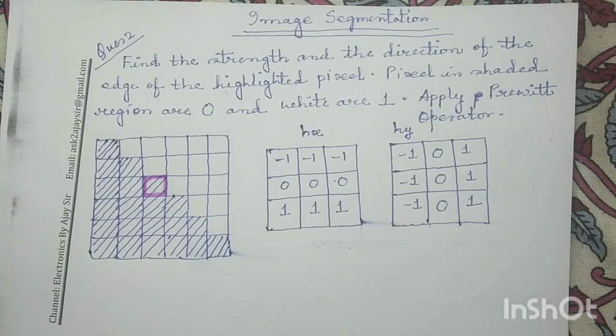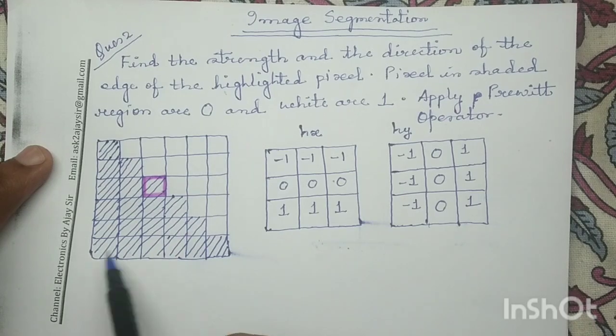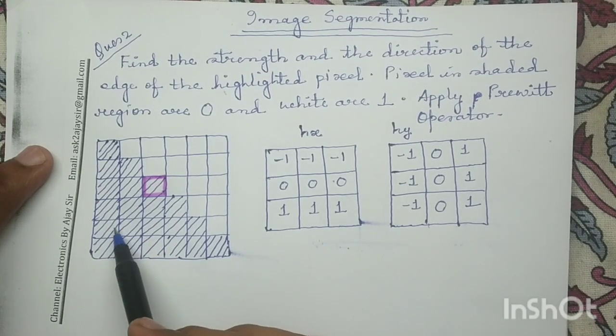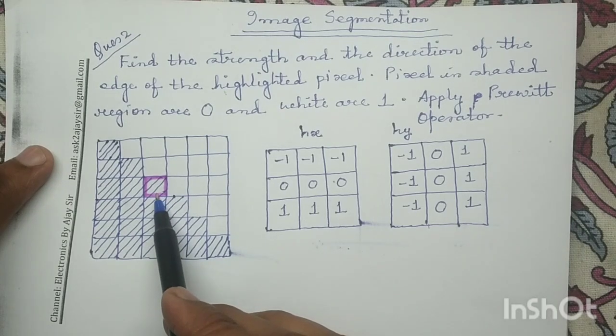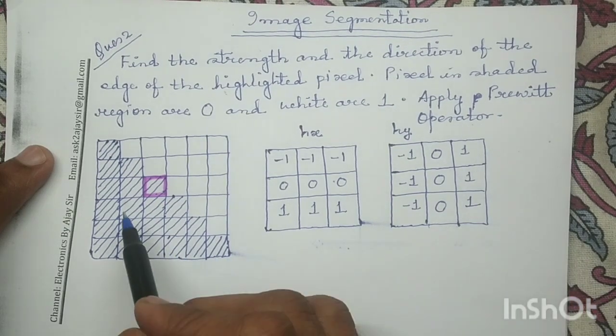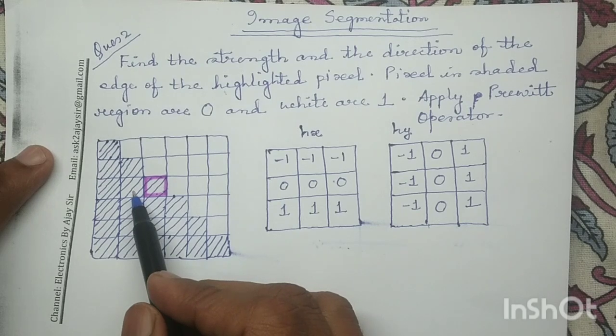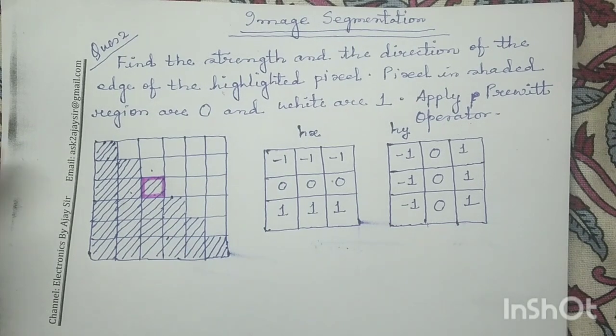Let us consider another question on image segmentation. An image is given to us. Some portions are shaded, some portions are unshaded, and for these highlighted pixels we have to determine the strength, that is the magnitude, and the direction. We have to use the Prewitt operator, and for the shaded pixels we have to choose the value 0, and for the white pixels we have to use 1.